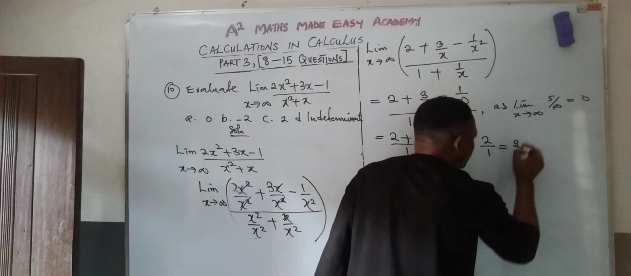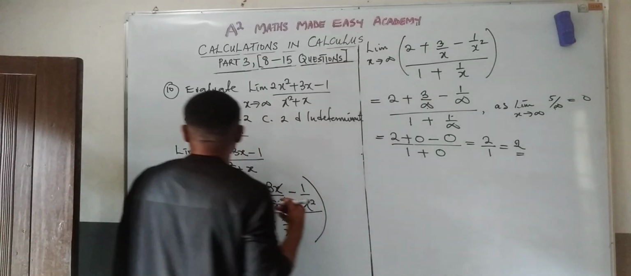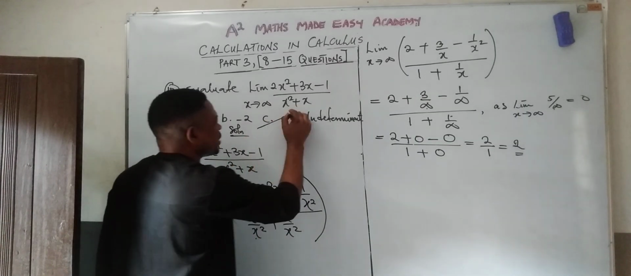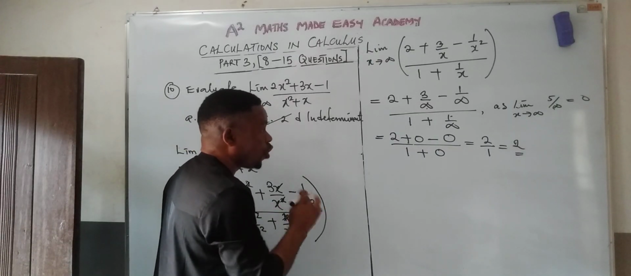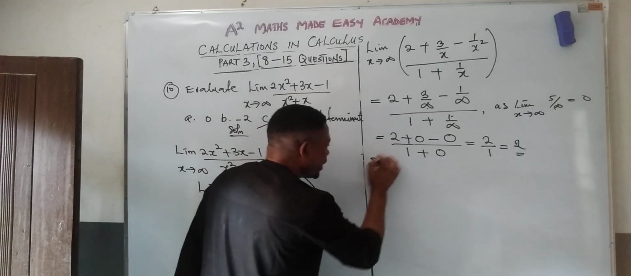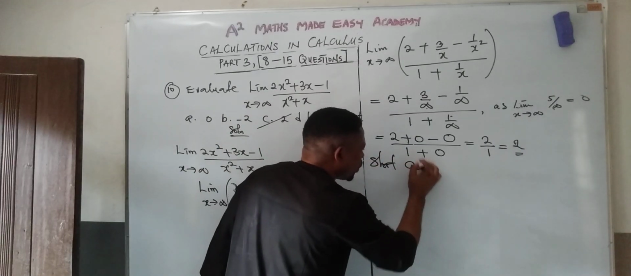What is the answer? 2 over 1 will give you 2. Do we have 2 in the options? Let's watch. Oh my goodness. The correct answer is option C. This is the normal method. Let us view it using what we call the shortcut.